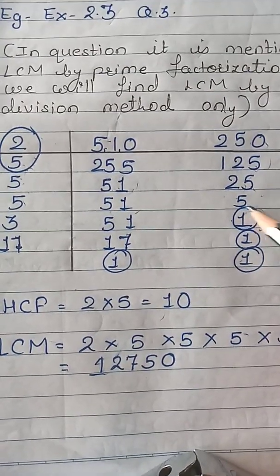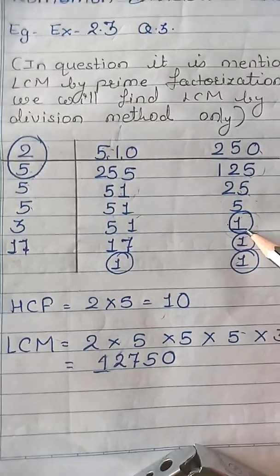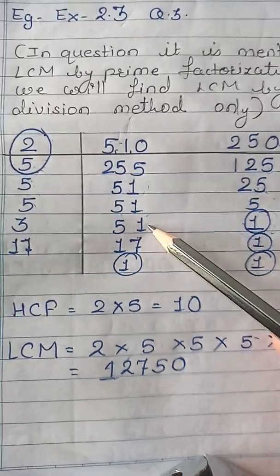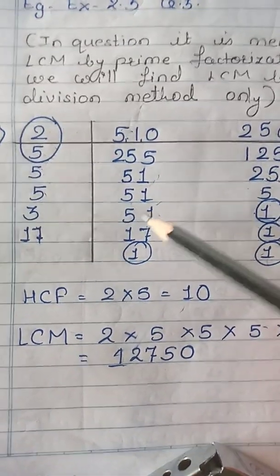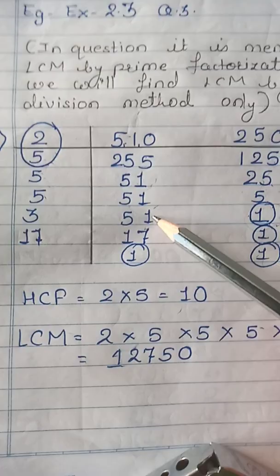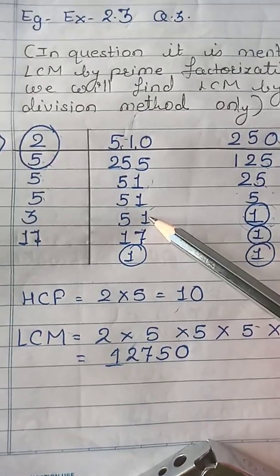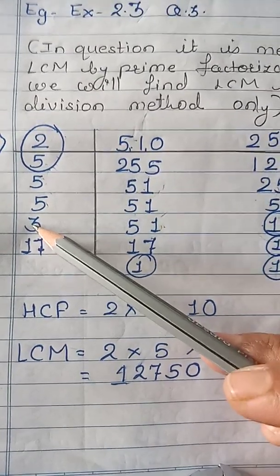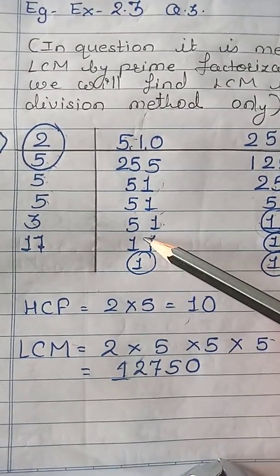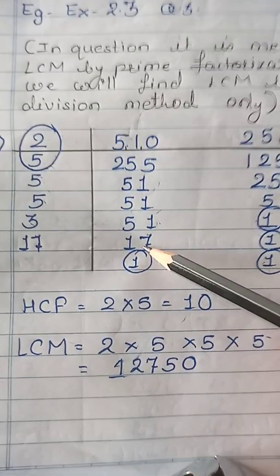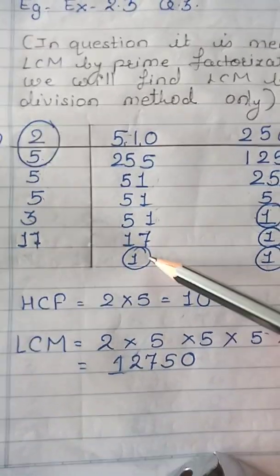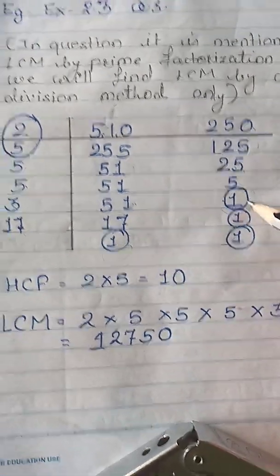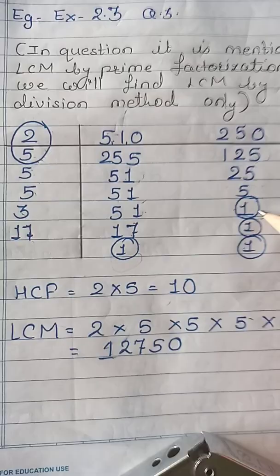The moment you get 1 over here, we will not consider that. Just take it down as it is. Now we have to consider this 51. 5 plus 1 is 6, and it is divisible by 3. So I am dividing by the prime number 3. 17 3s are 51. 17 itself is a prime number. 17 1s are 17. The moment I got 1 over here and here also, I stopped dividing it further.